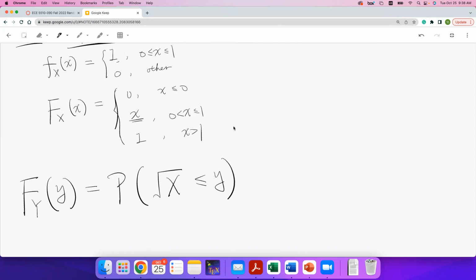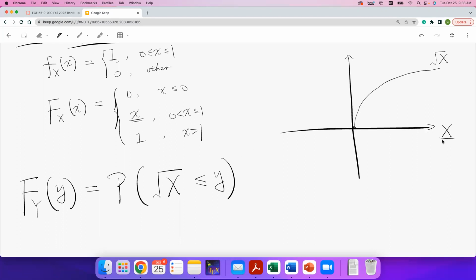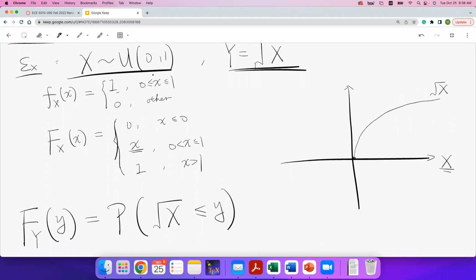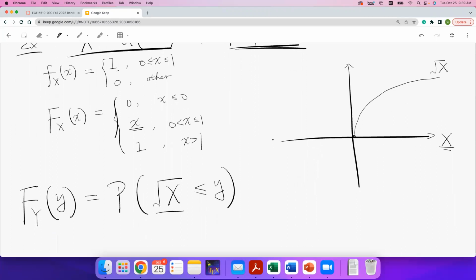Now, when we look at this, again, we can sketch functions. The square root of x looks like this. It starts from 0 and grows following the square root function. But the domain of this function is only the positive domain, because we have a square root, so x can only take positive values. In this case, x is a uniform random variable, so it's guaranteed to be between 0 and 1. So there's no issue about taking the square root.